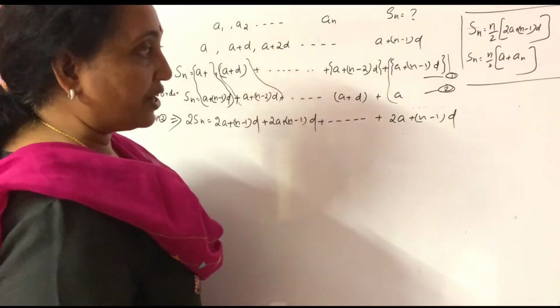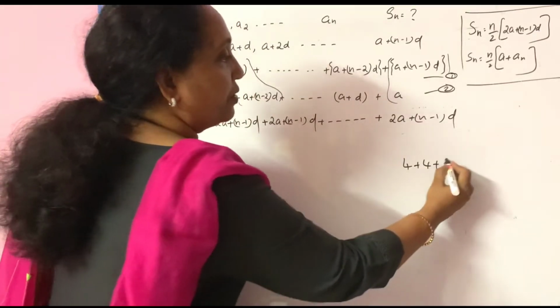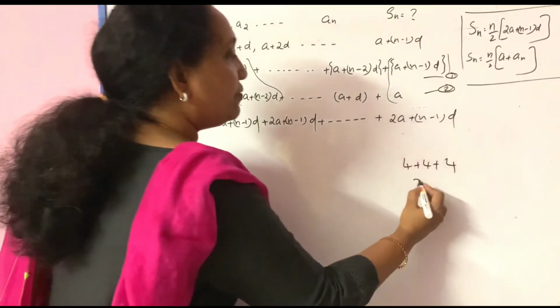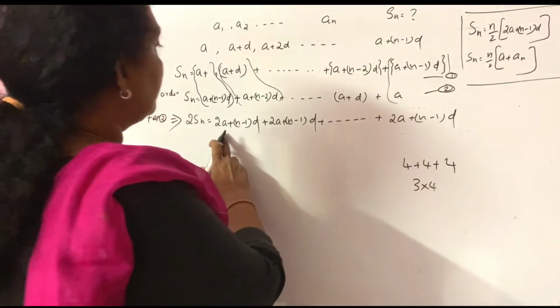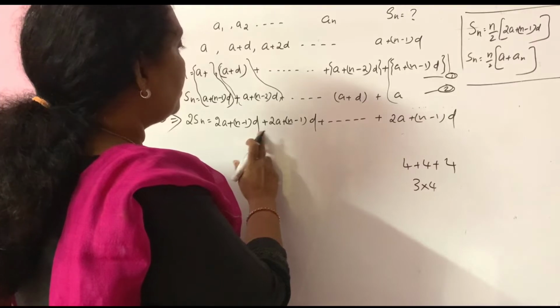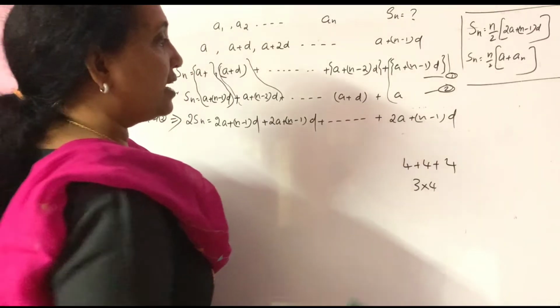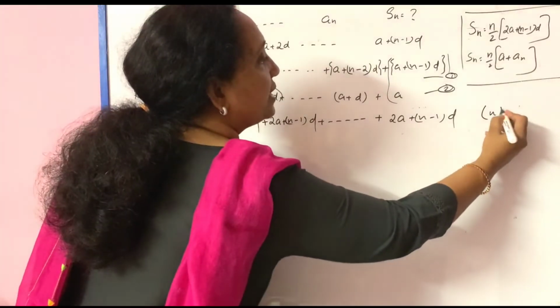There are n such terms. For example, let us take 4 plus 4 plus 4. We can write this as 3 into 4 as well. The same way, this is 2a plus n minus 1 into d, n times. So this is actually n times.